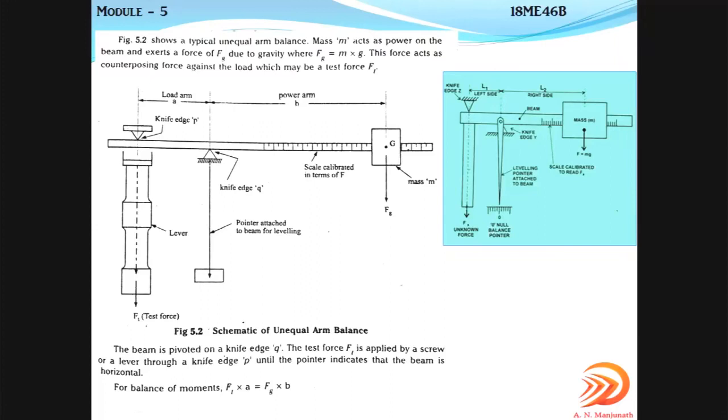So whatever the major disadvantage of the analytical balance or equal arm balance is, which requires a set of weights as heavy as the maximum weight to be measured, that can be overcome using this unequal arm balance.